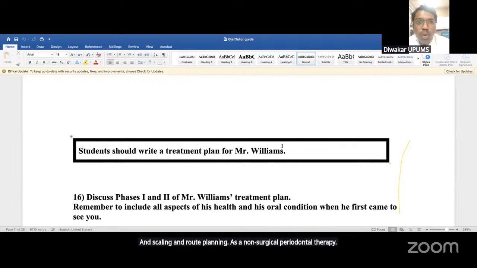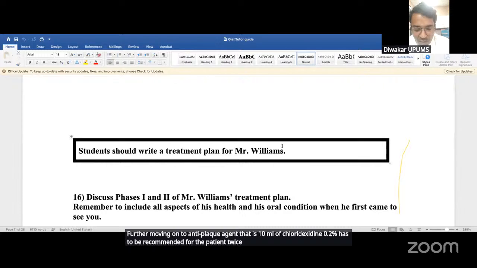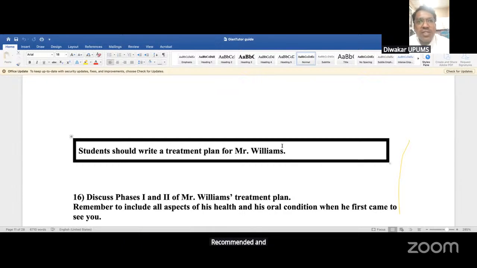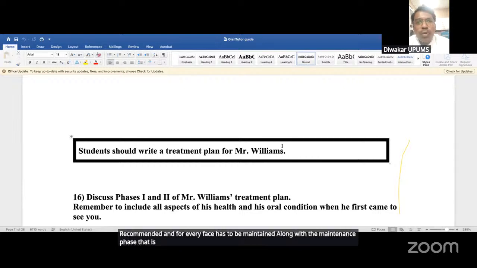Further moving on to an anti-plaque agent, 10 ml of chlorhexidine 0.2% has to be recommended for the patient twice daily for 2 weeks. Further, in order to maintain the systemic health and address the abscess present in the patient, antimicrobial therapy is recommended, and every phase has to be maintained along with the maintenance phase, that is phase 4. So re-evaluation after every 15 days has to be done for the patient. Thank you, sir.